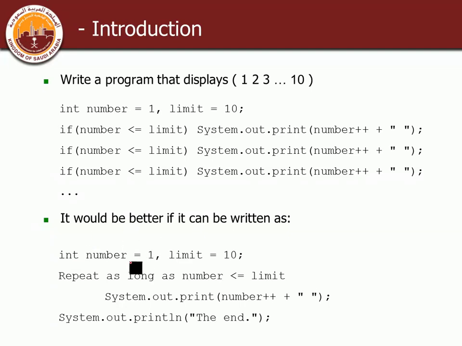I set the number to my first value, and I set my limit. Then I can repeat as long as the number is less than or equal to this limit. I display the number and then increment that number. Remember this plus plus, it just adds 1. It displays the number, increments it, puts a space, and keeps repeating this as long as the number is less than or equal to the limit. And when it's done, I just display, okay, the end, for example.